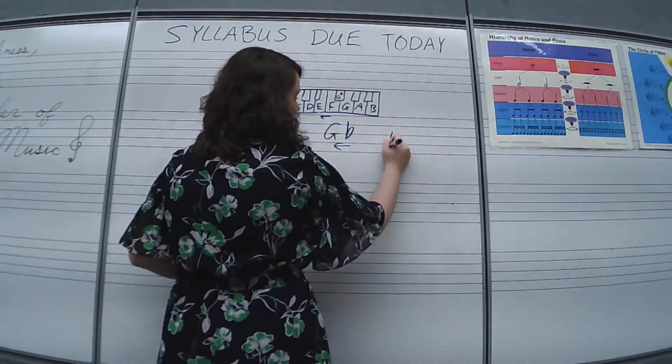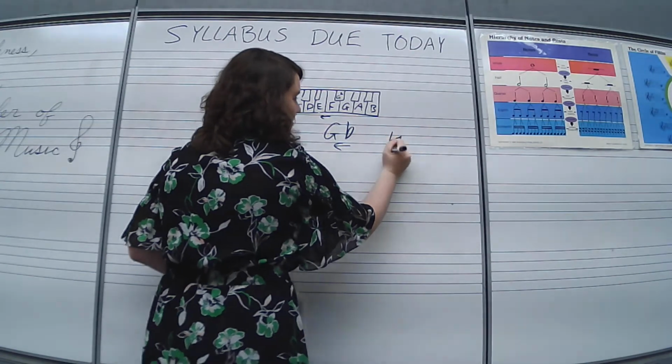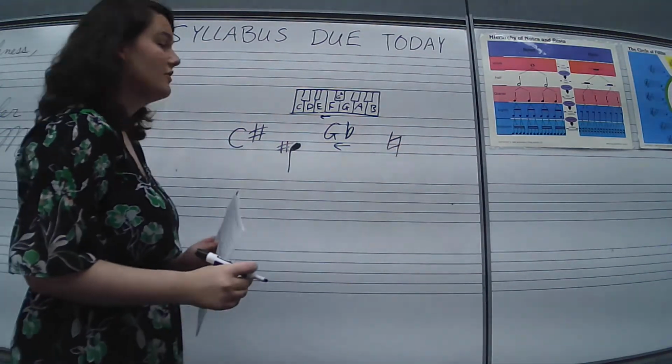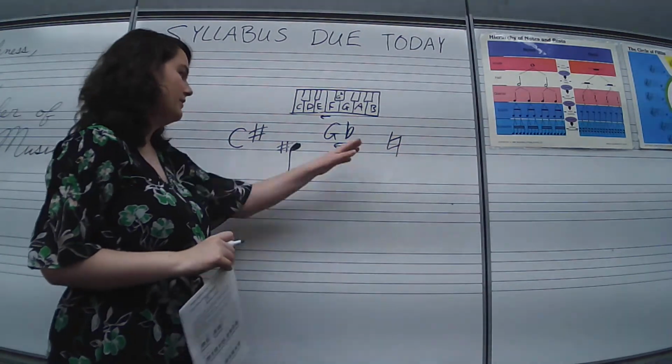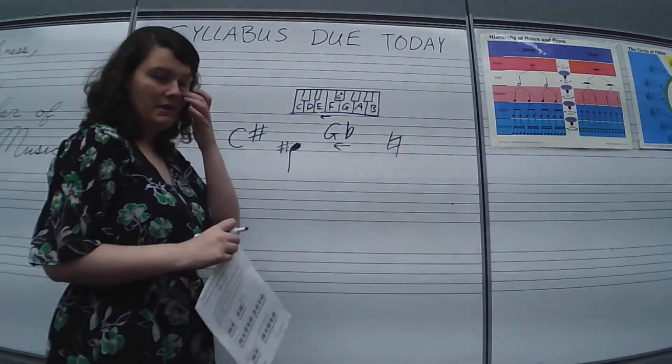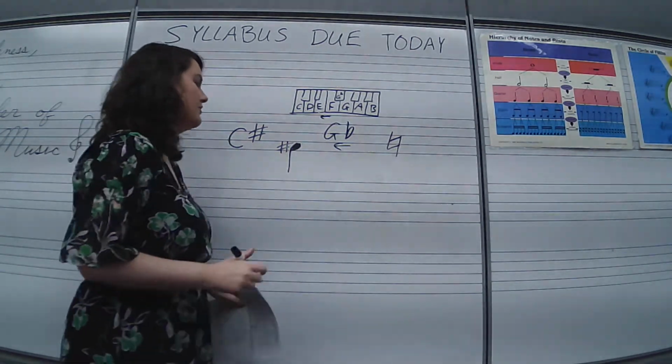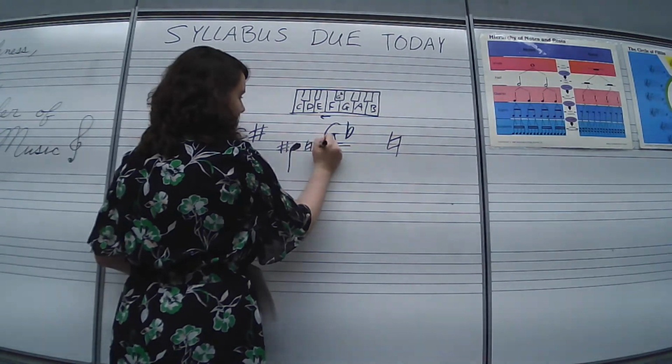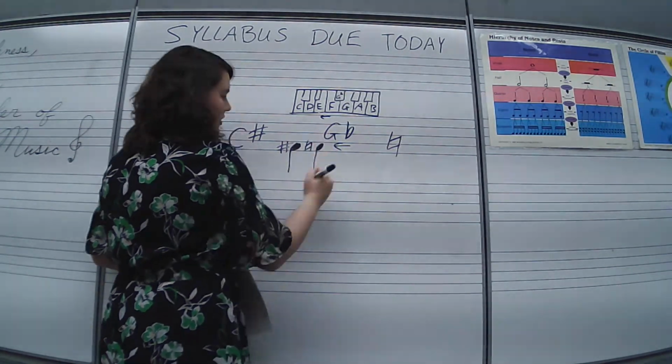Finally, this is not on your worksheet, but it's good to know, we have a natural. A natural cancels out sharps and flats. So if you see this on your page, then right after you see this, that is no longer sharp.